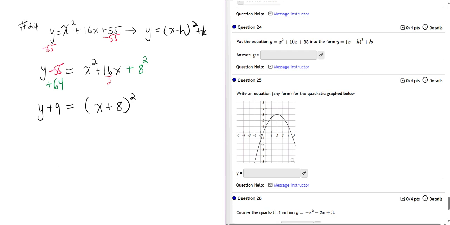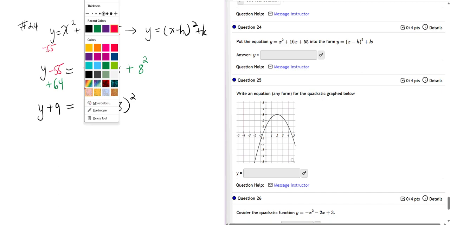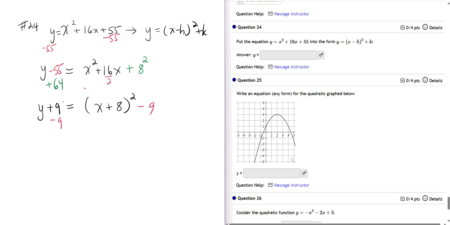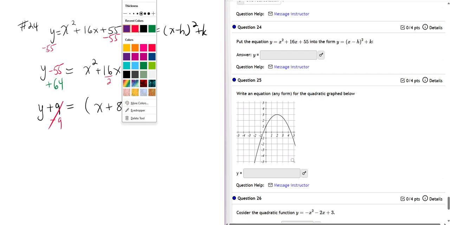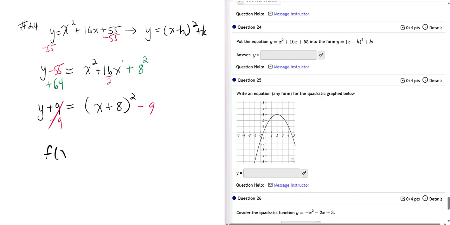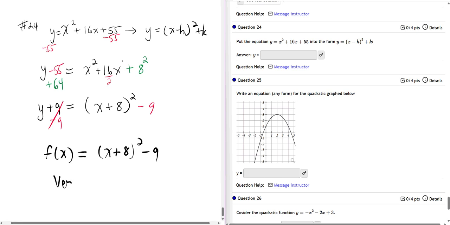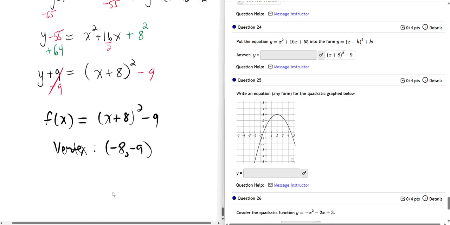Now, if I bring the 9, if I bring the constant back to the right side, I have my parabola or my quadratic equation written in function form, and it's not only in function form, it's specifically vertex form, so that I know the vertex is -8, -9, which is helpful, right, if I want to graph it.